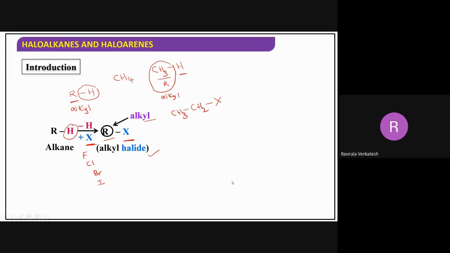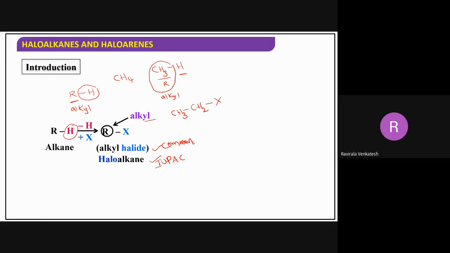Now, one more name we can take here. Shall I call it haloalkane? Yes, we can call it haloalkane also. So two names we can give here. One is called alkyl halides, the other is called haloalkanes. Both are the same. If you observe, in IUPAC nomenclature we are using haloalkane, and alkyl halide is the common name. So when you use the common name, you call it alkyl halide, and when you use IUPAC nomenclature, you call it haloalkane.